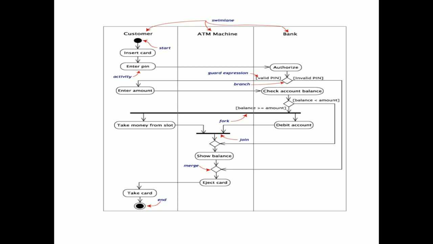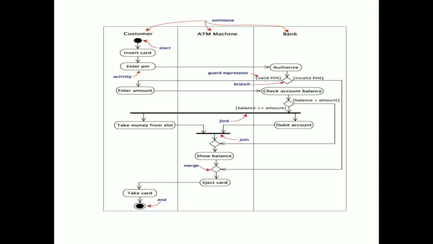So here is the first, the customer. What does it do? First of all, start is there, insert card, enter PIN. Then what action is happening? The next action is the authorization through the bank. So authorization is done in the third compartment, you can see, the bank compartment.